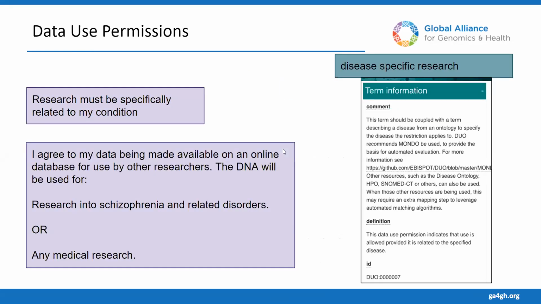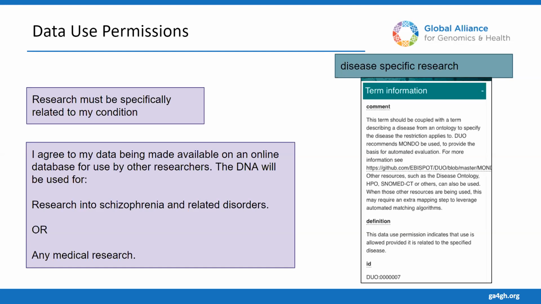So in some cases, some clauses would specify a more specific data use permission, more specific than medical. For example, research must be specifically related to the condition originally studied. And in the bottom one, you've got sort of an option, data being made available in an online database, and the data will be used for either research into schizophrenia and related disorders or into any medical use.